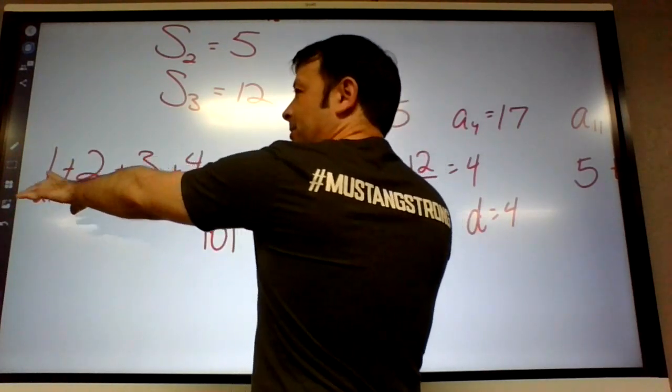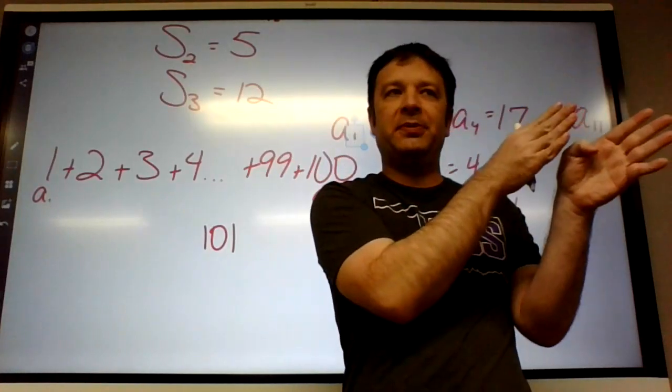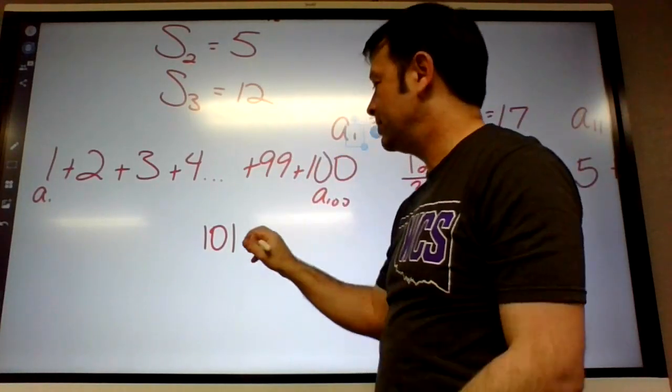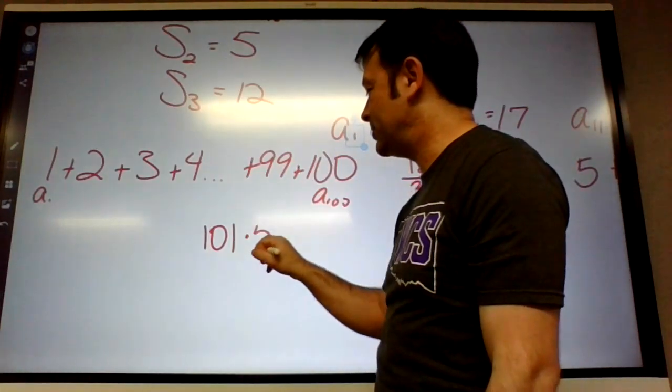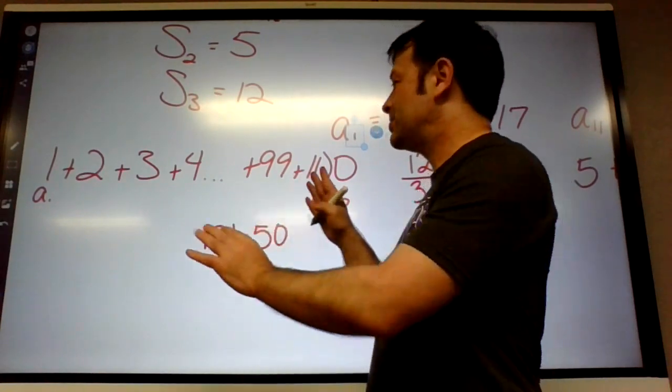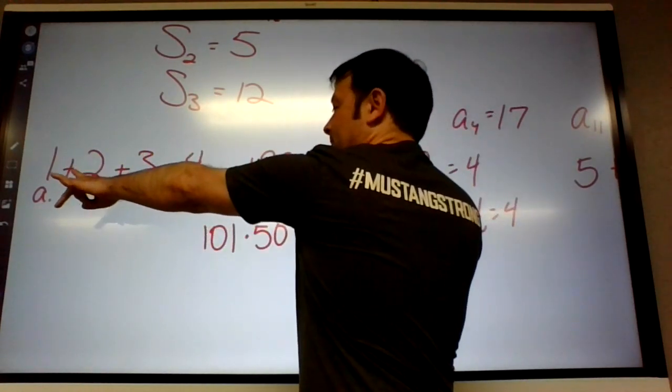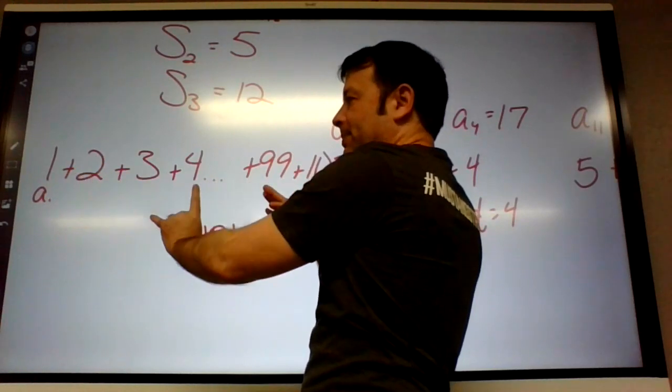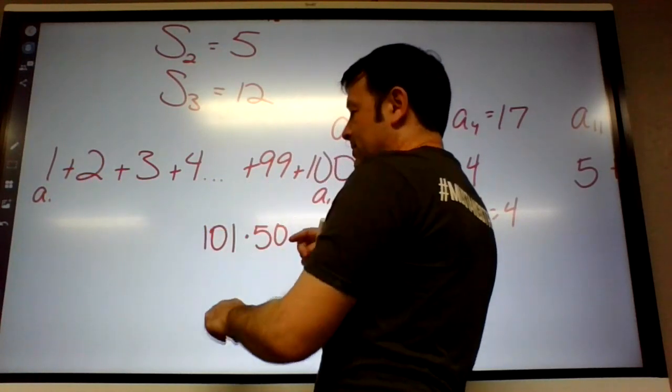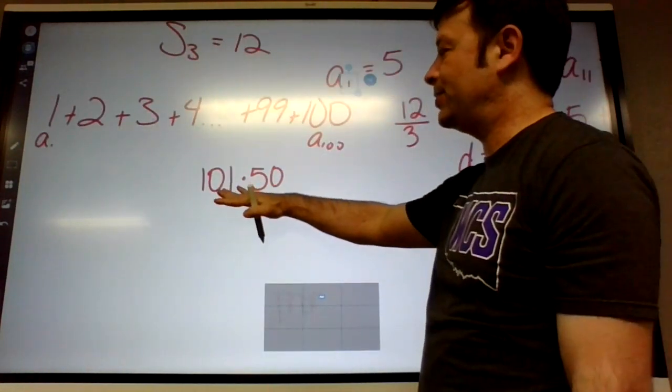Because there's 100 terms, so if you pair them up, there would only be half as many of those. Does that make sense? So there's 50 pairs. If there's 100 terms, there's 50 pairs, right? So there's 50 of these. Okay, so anyway, that would give you the sum.